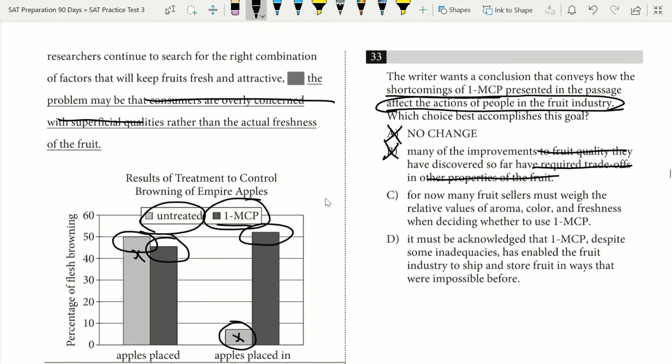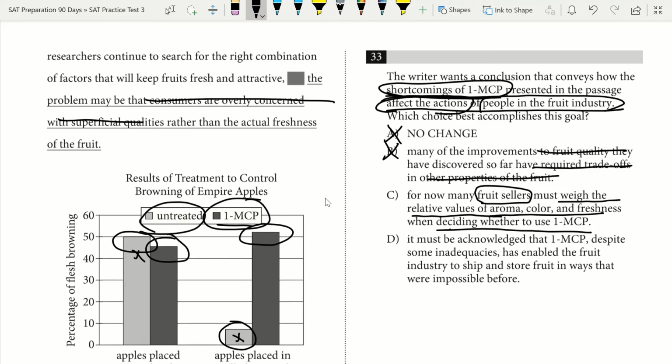C, we have, for many fruit sellers must weigh the relative values of aroma, color, and freshness when deciding whether to use 1-MCP. Okay, here we're talking about fruit sellers, which is people in the fruit industry, so we've covered that part. Are we talking about their actions in response to the shortcomings of 1-MCP? Yes, because we're talking about how they're weighing the relative values of things, and they're making a decision, which is taking action, based on the shortcomings of 1-MCP, as far as whether to use it. So C will be our answer for 33.